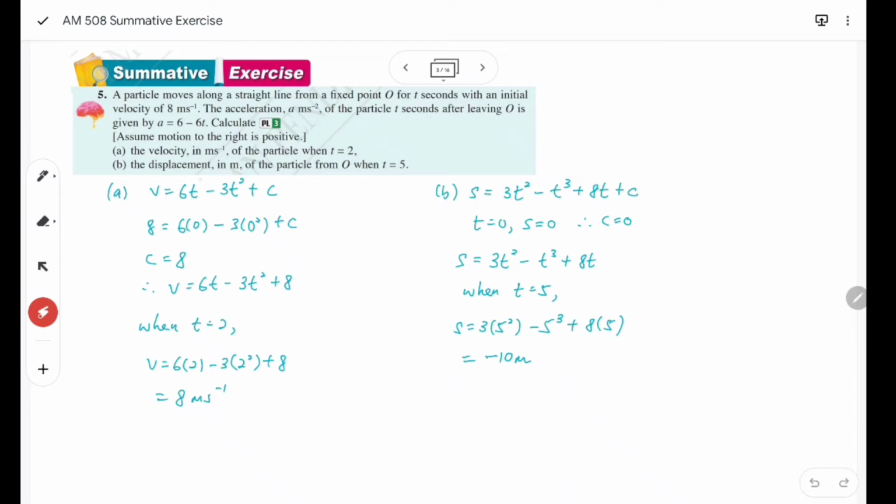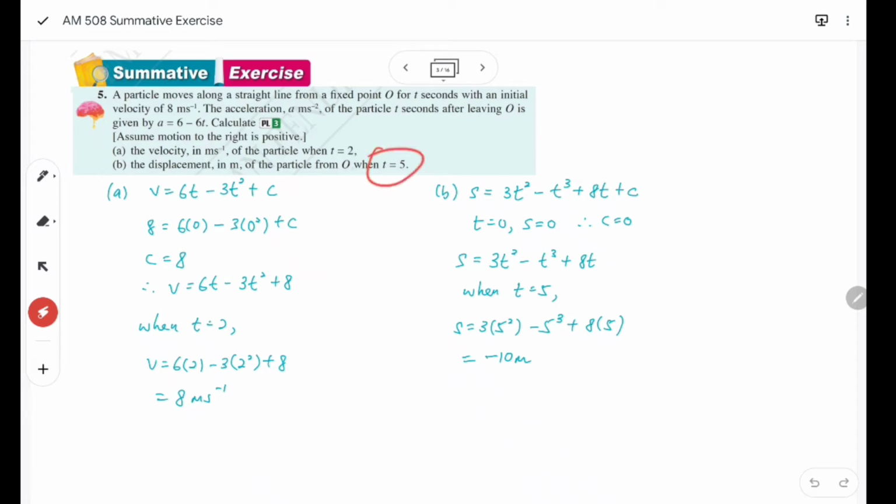B, displacement in meter of the particle from O when t equals to 5. So we have velocity function and we want displacement function. We do integration with respect to time. So from here we'll get 3t squared minus t cubed plus 8t plus c. And the particle is on the fixed point O when t equals to 0. Therefore, the c equals to 0. So, s equals to 3t squared minus t cubed plus 8t.